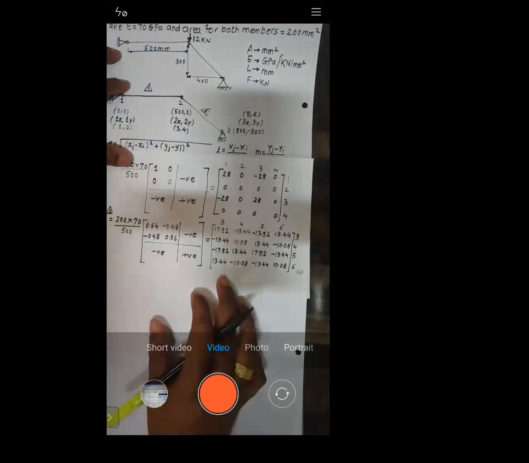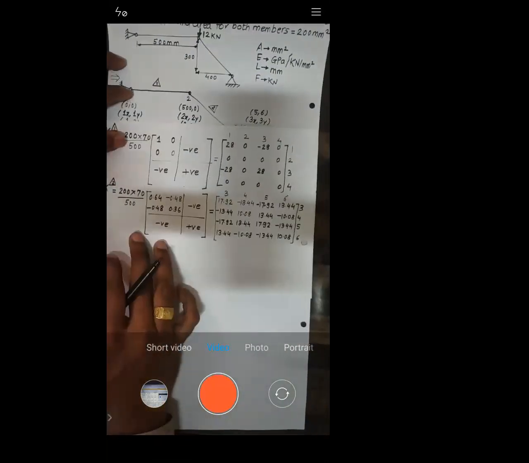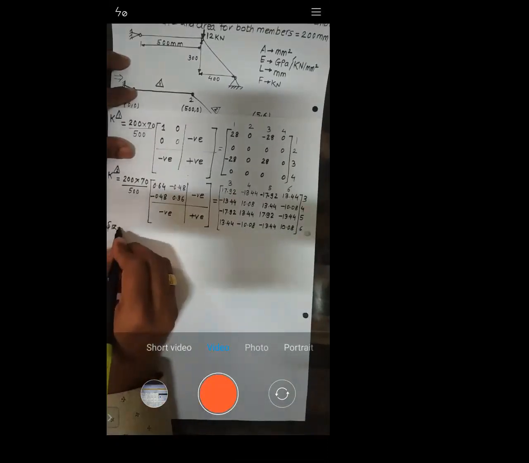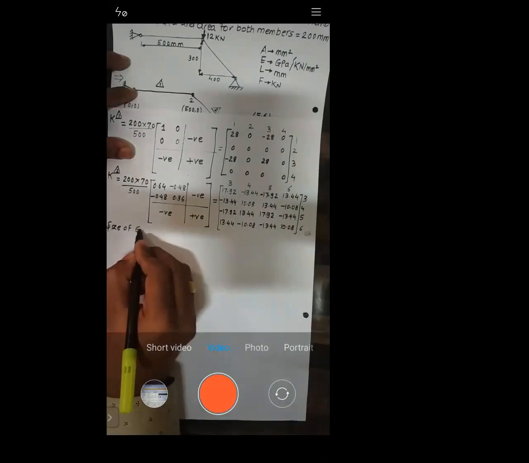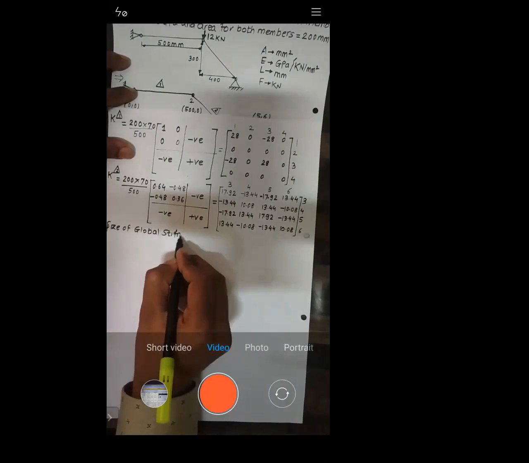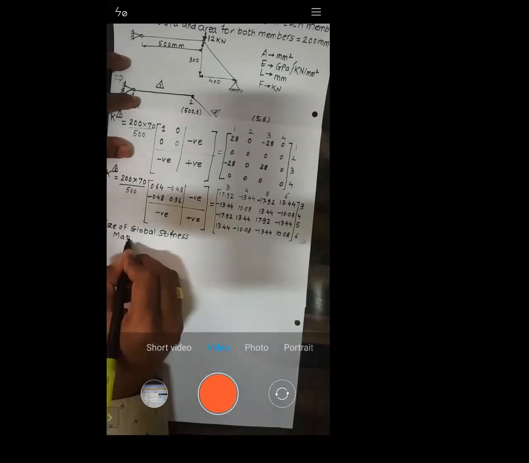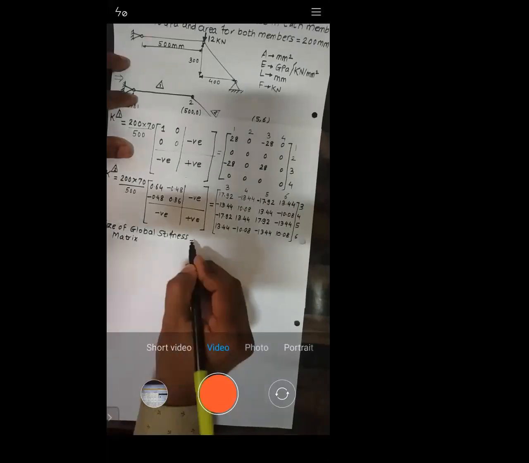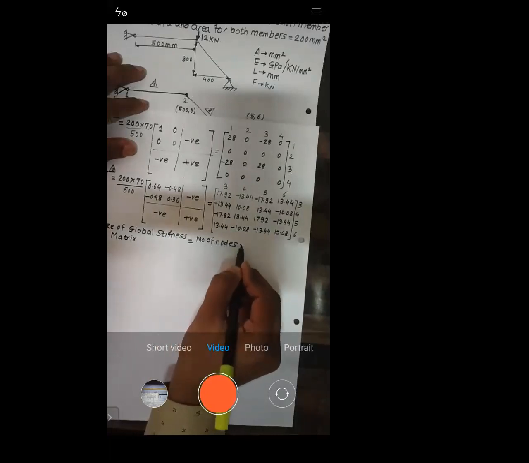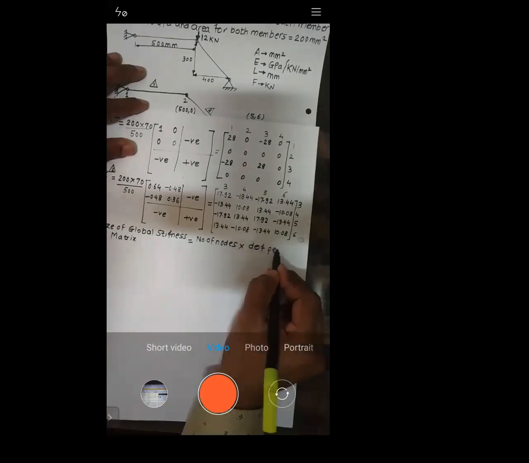Okay, now see, we have the element stiffness matrix. Now we should calculate the global stiffness matrix, right? So what is the size of the global stiffness matrix? Number of nodes into degrees of freedom. How do you calculate the size of the global stiffness matrix? It is equal to the number of nodes multiplied by degrees of freedom per node, right?